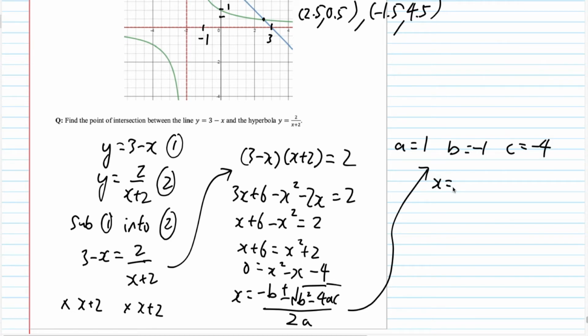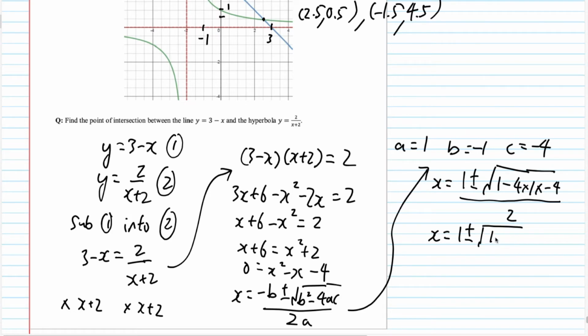So then now we just have to substitute it in. So x is equal to, so minus minus 1, which is 1, plus or minus the square root of b squared. So 1. B squared is 1, minus 4ac. 4 times 1 times c, over 2a, so 2. So then x equals to 1 plus or minus the square root of, now this is 1 minus minus 16, so 1 plus or minus root 17 over 2.